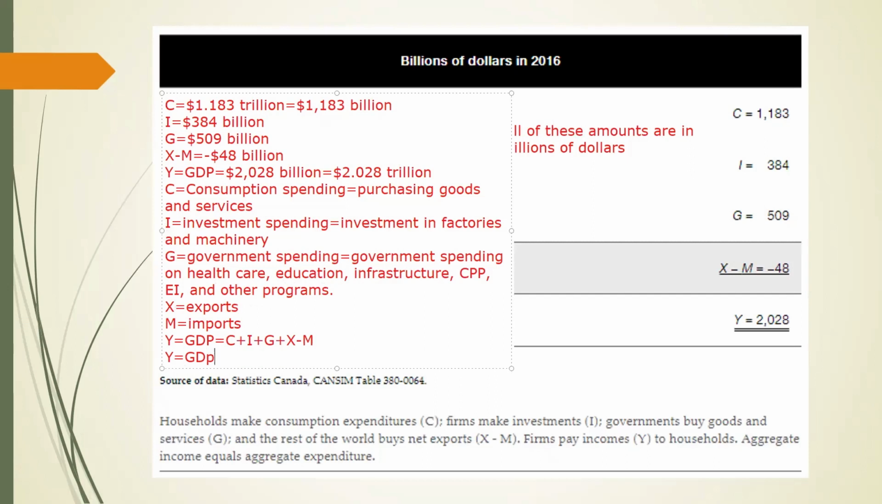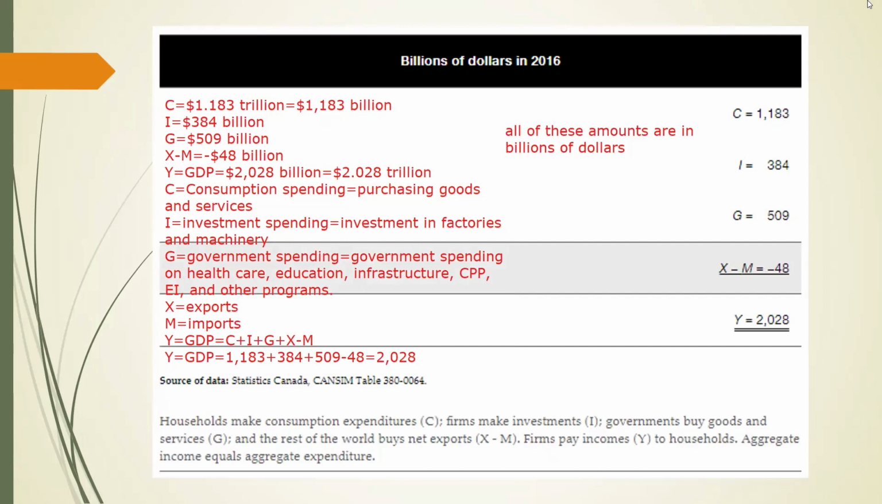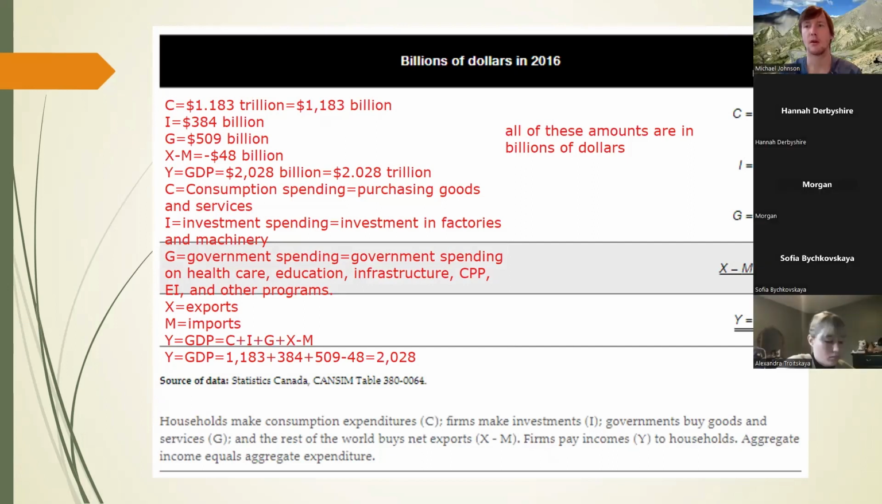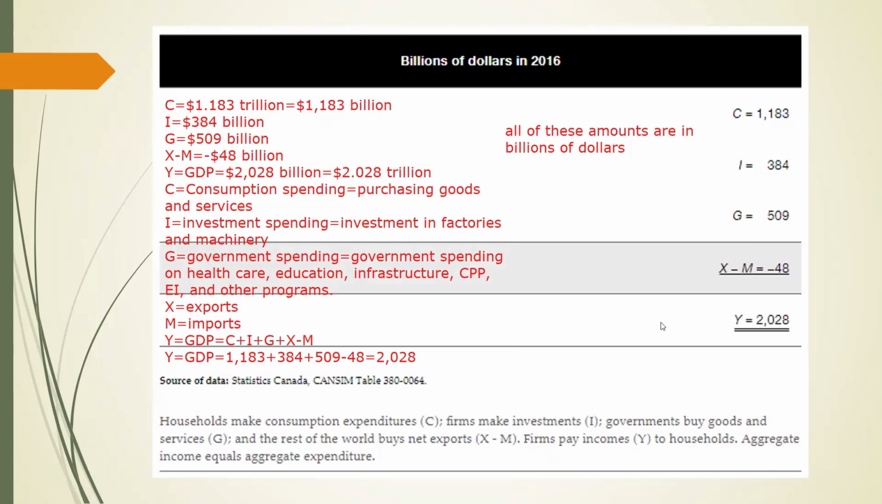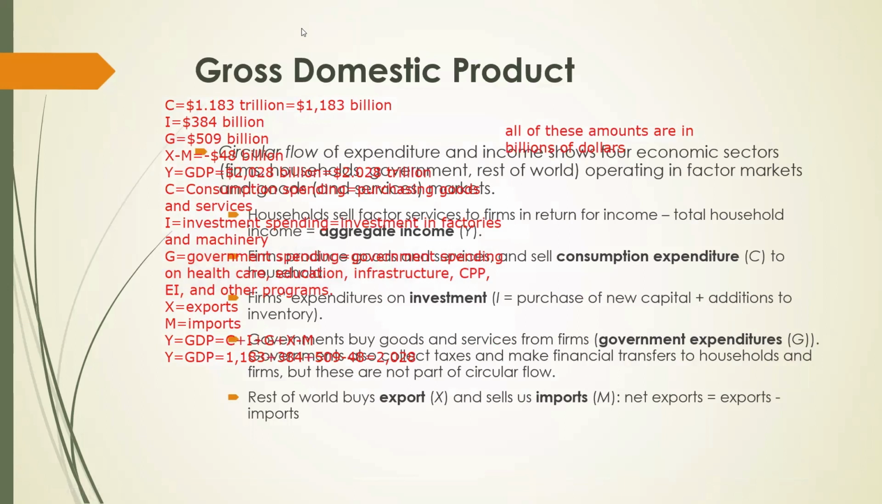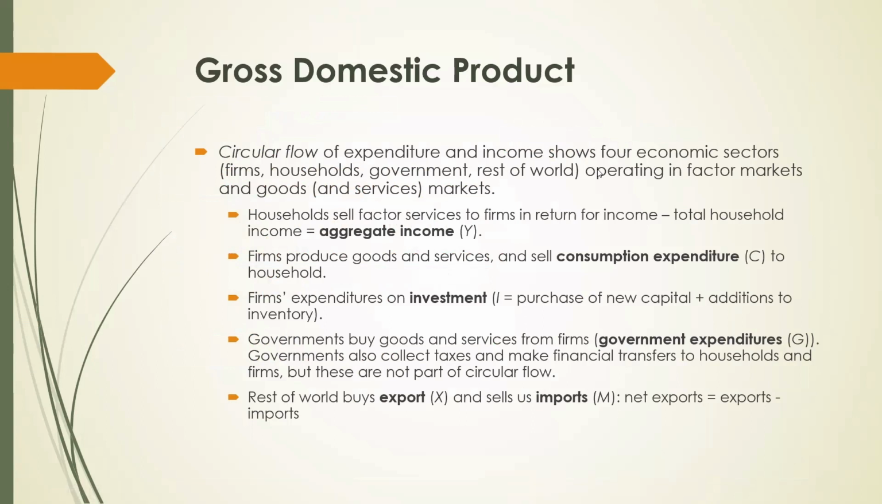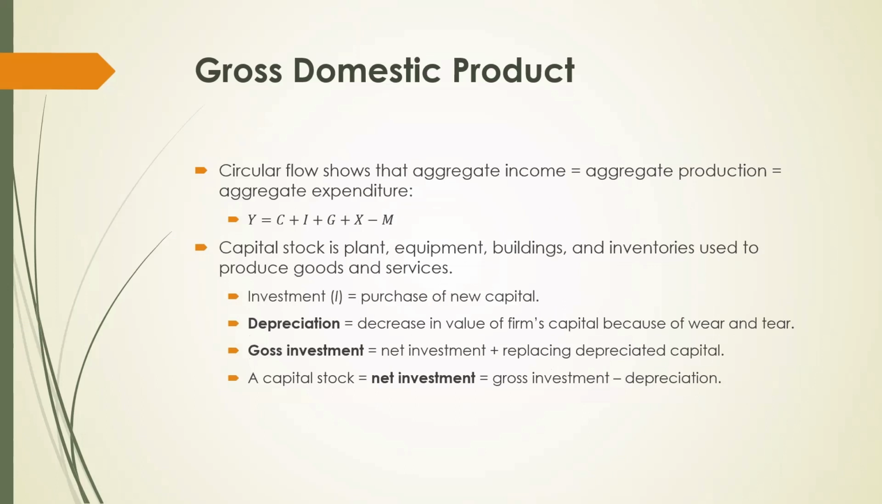If we put all that in here, we would get this. That's how you would calculate the GDP. You'd add up all the components, C, I, G, X, and then subtract M, and then get 2028. So gross domestic product is determined through adding up the consumption expenditures, investment, government expenditures, exports, and subtracting imports. So here's the equation. Y equals C plus I plus G plus X minus M.